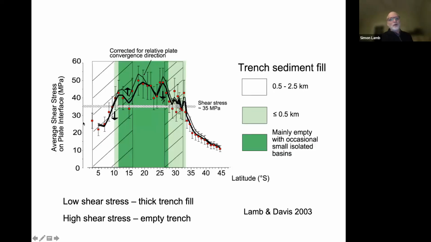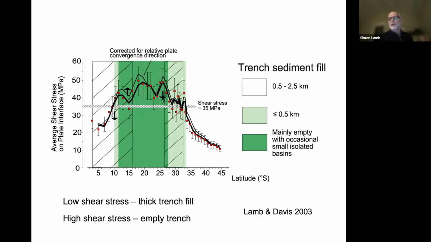So just to summarize that, going back to that initial diagram of the average shear stresses, if you look at the color scheme here, green is where basically the trench is empty, and white is where it's full of sediment. And this pale green is a transition where there is roughly half a kilometer of sediment. And that turns out in the Andean system to be the critical amount of sediment.